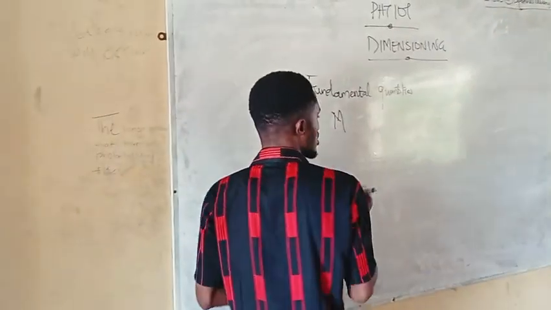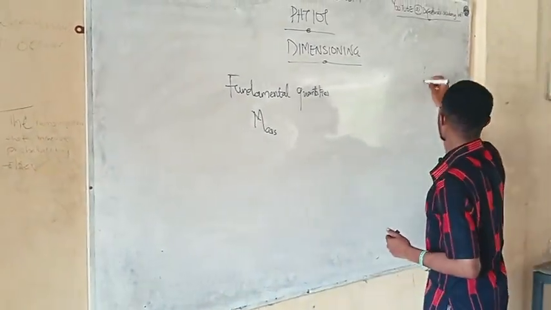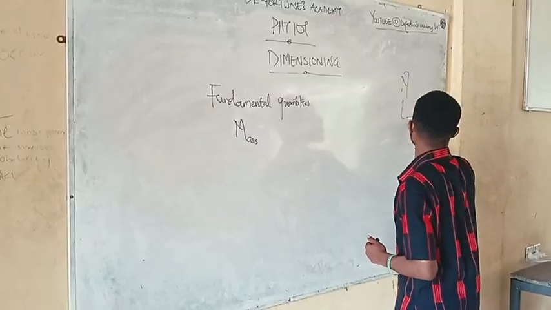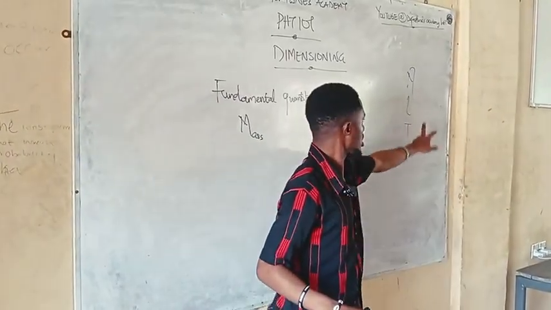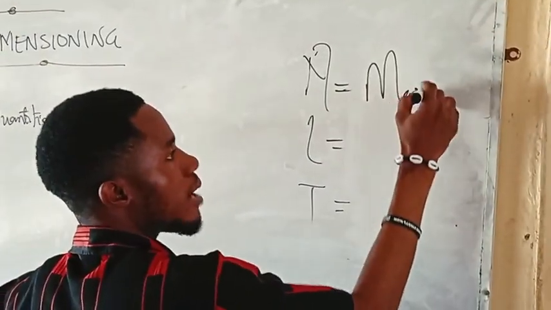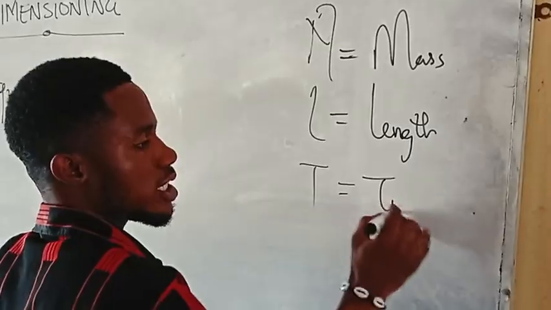Note, there's a notation we'll be using. That notation is called MLT notation, where M is your mass, L is your length, and T is your time.